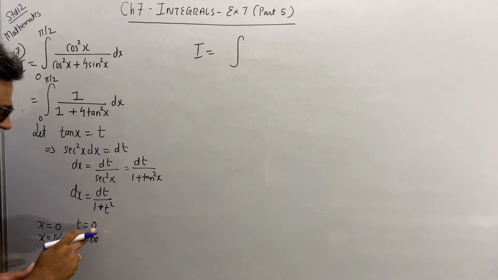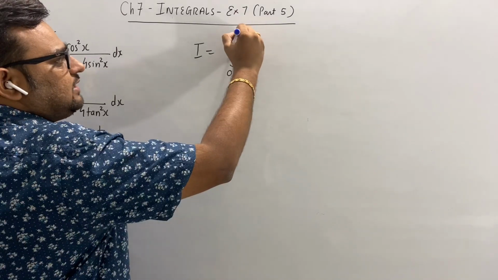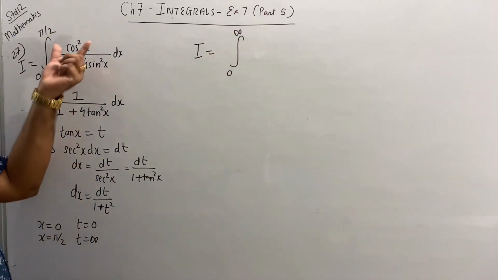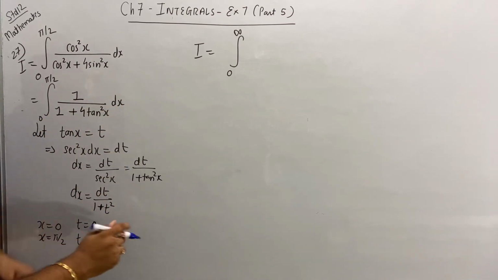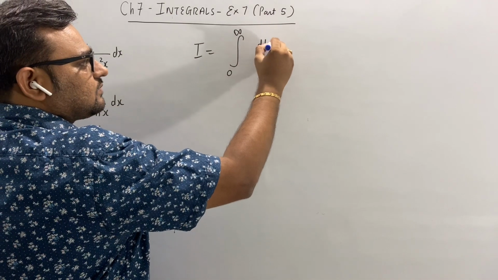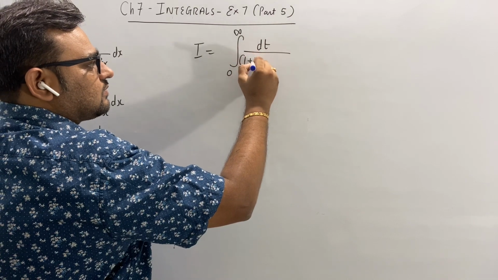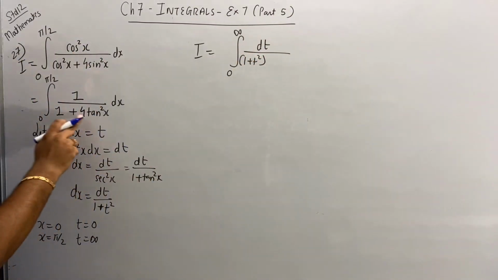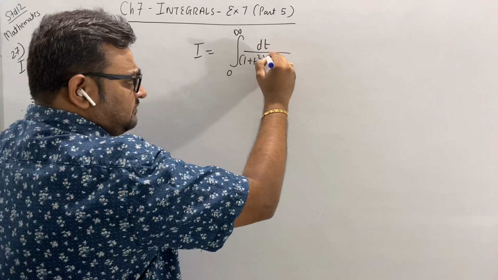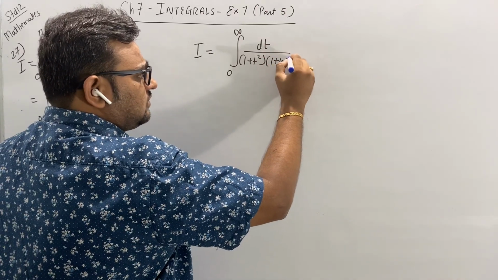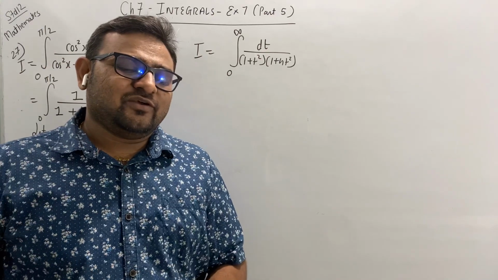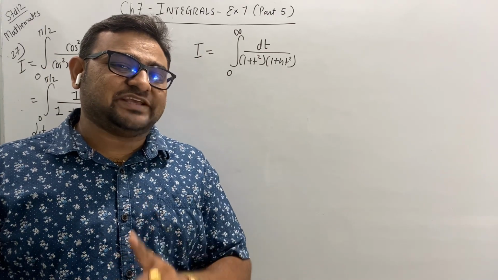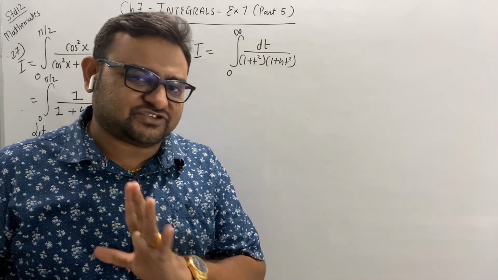What is the lower limit? 0. Upper limit? Infinite. What is this? 1 dx becomes dt upon 1 plus t square. Remaining is 1 plus 4 tan square x. Okay, so now how will you solve it? We will solve it by using integration by partial fraction.